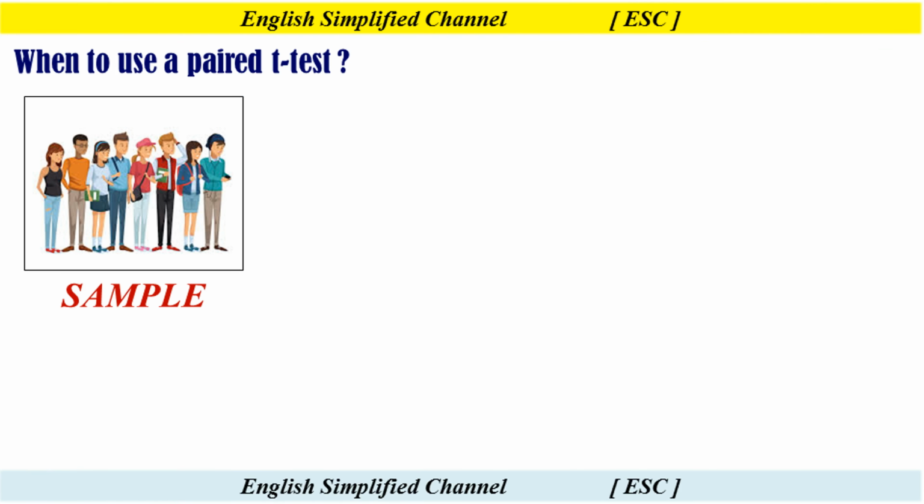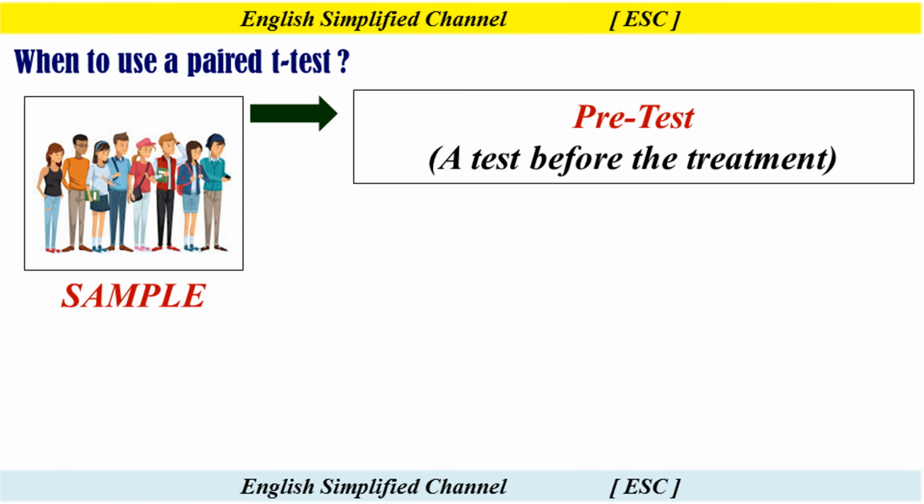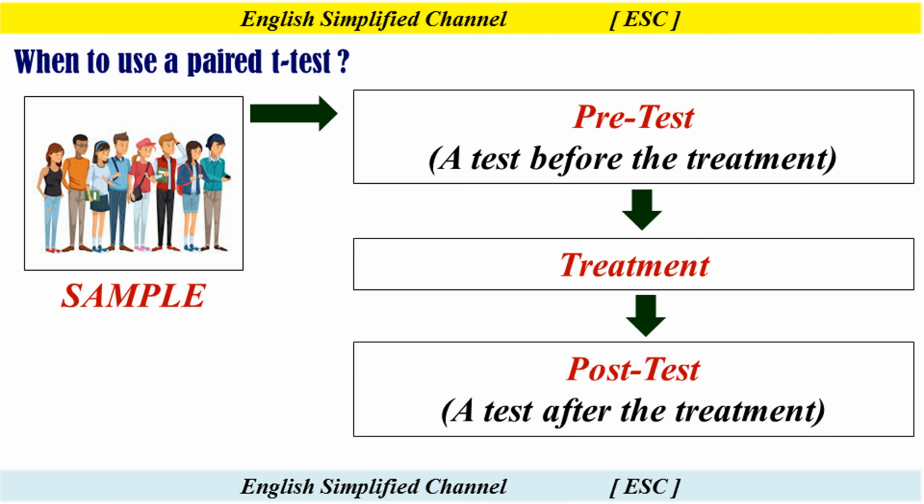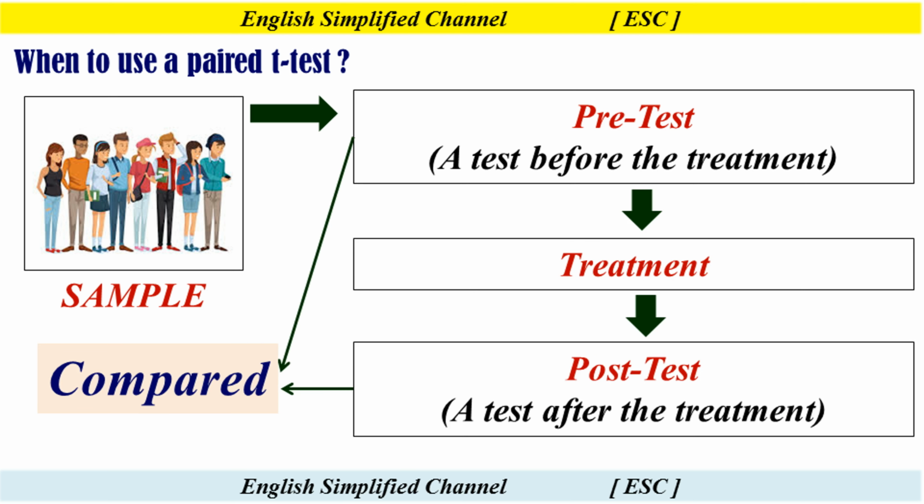Before we get started, let's quickly recap what a paired t-test is. A paired t-test compares the means of two related groups to determine if there is a significant difference between them. This is commonly used for before and after measurements such as pre-test and post-test scores.